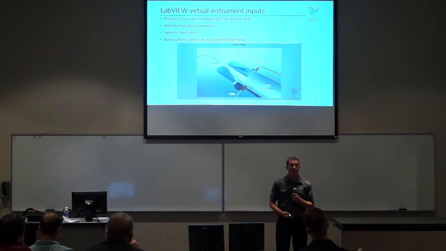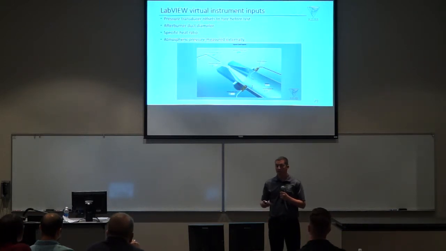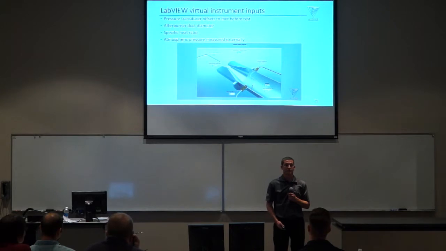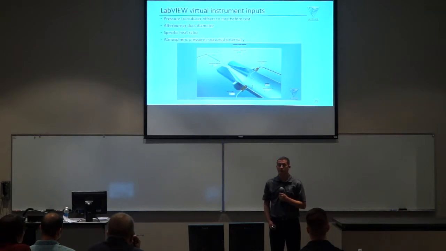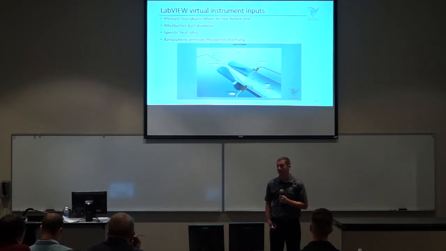On the laptop display prior to testing, this layout and input screen was what would be on display. It includes all of the input controls. The first thing that would be input would be the pressure transducer offsets. These are to tare the pressure transducers, bring them to 0 gauge pressure before the testing begins. The other inputs are more for internal calculations of the LabVIEW code. These include the afterburner duct diameter, specific heat ratio, and the atmospheric pressure. The atmospheric pressure would be measured externally using a smartphone app.